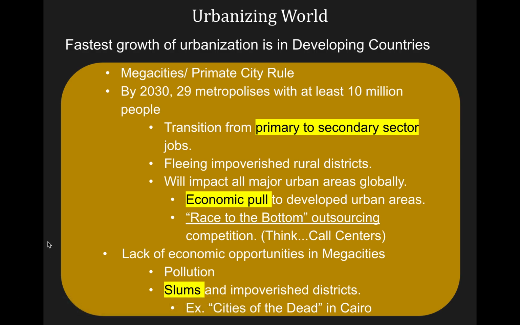All right, let's take a look at the fastest growing cities in the world. We can see megacities and primate city rules. By 2030, we can see that the largest percentage of urban residents is found in 29 metropolises, cities with at least 10 million people. Transition from primary to secondary sector jobs. We see people fleeing impoverished rural areas. So we see economic pull factors to these urban areas.